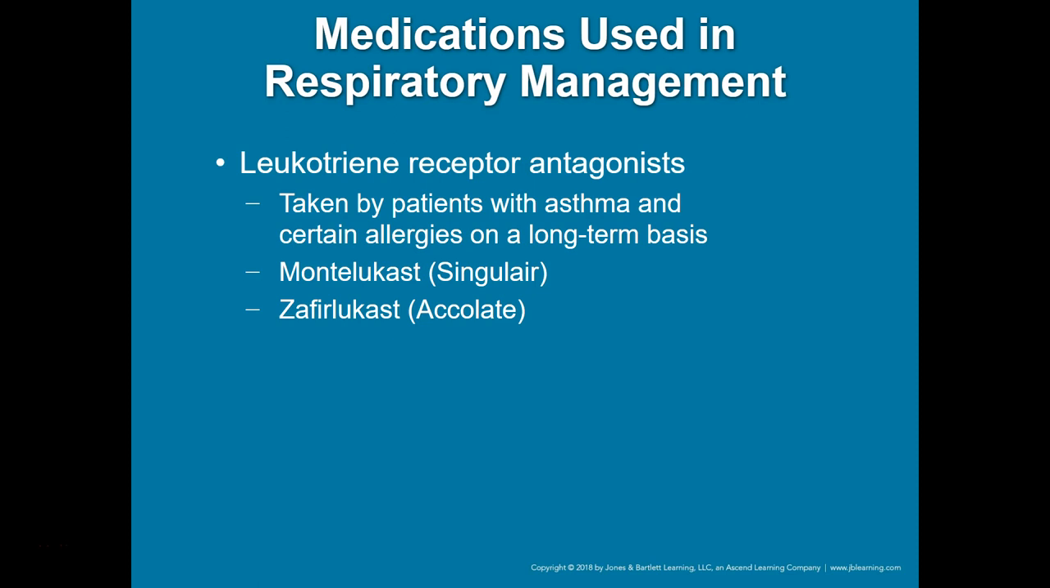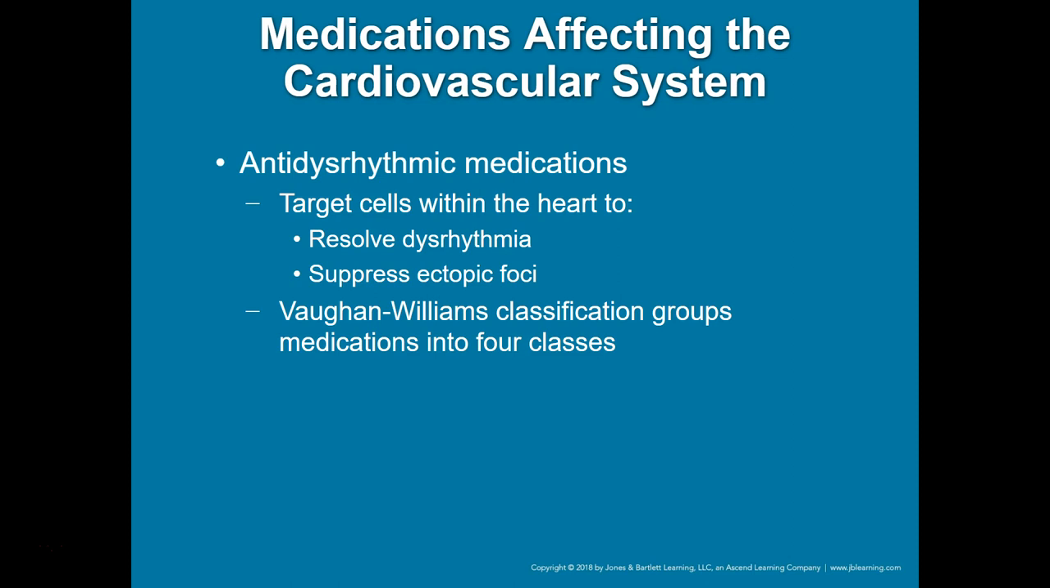Leukotriene receptor agonist, I'm sorry, antagonist, taken by the patient with asthma and certain allergies on a long-term basis. So like Singulair, Accolate, those are going to be prescribed to the patient. They're not for emergency use. Just know you might see some inhalers and stuff like that. They have a longer duration, longer onset, whereas albuterol starts working pretty much immediately. That's why we give it in EMS.